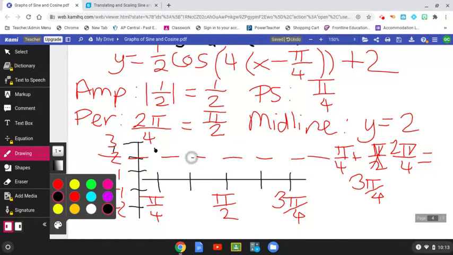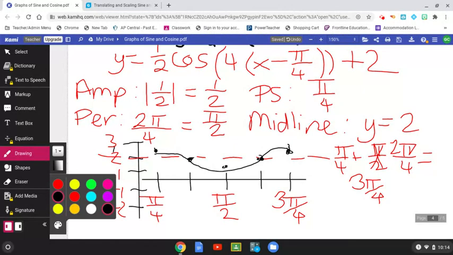Okay, then cosine goes to the midline. Then it'll drop down 1/2 below the midline. Then it'll go back to the midline. And then it'll go back to 1/2 above the midline. So when I'm graphing cosine, I always know to start up and then go down, down, up, up. Okay, and then we're just going to draw the wave connecting the points.